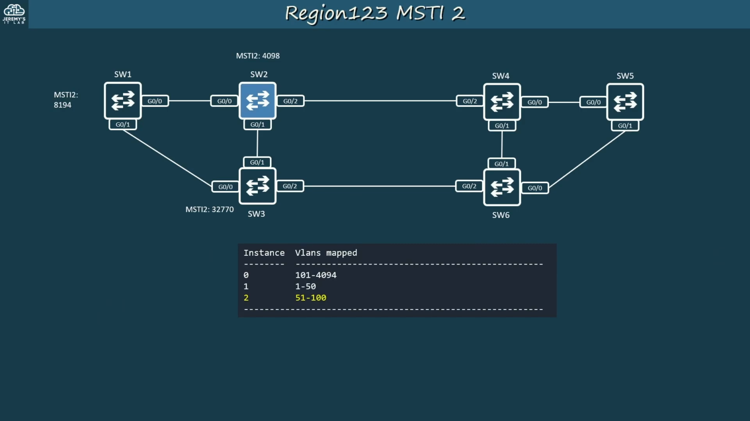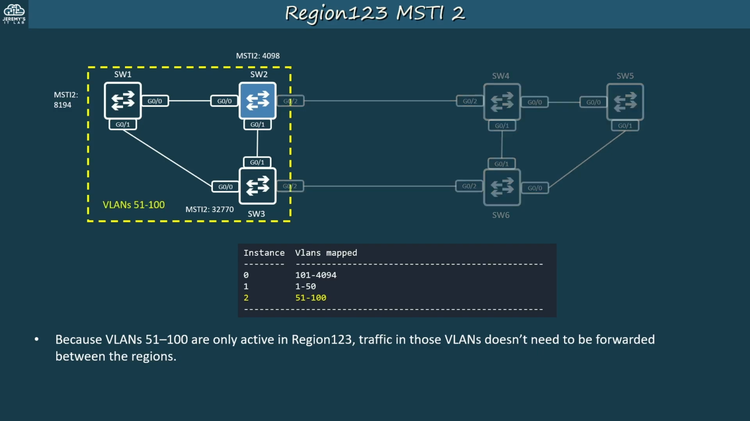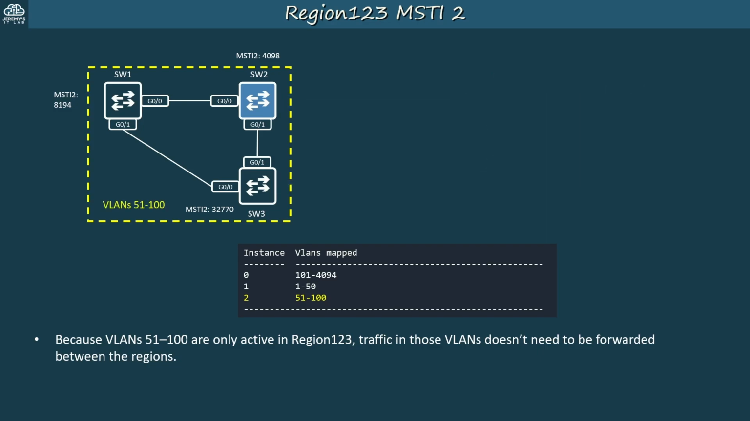Let's look at Region 123's instance 2, which VLANs 51 to 100 are mapped to. Because VLANs 51 to 100 are only active in Region 123, traffic in those VLANs doesn't need to be forwarded between the regions. So basically, you can ignore switches 4, 5, and 6. Here are the port roles of each switch in this instance. Switch 2 is the root bridge of MSTI 2 because it has the lowest bridge ID in this instance, with a priority of 4098.